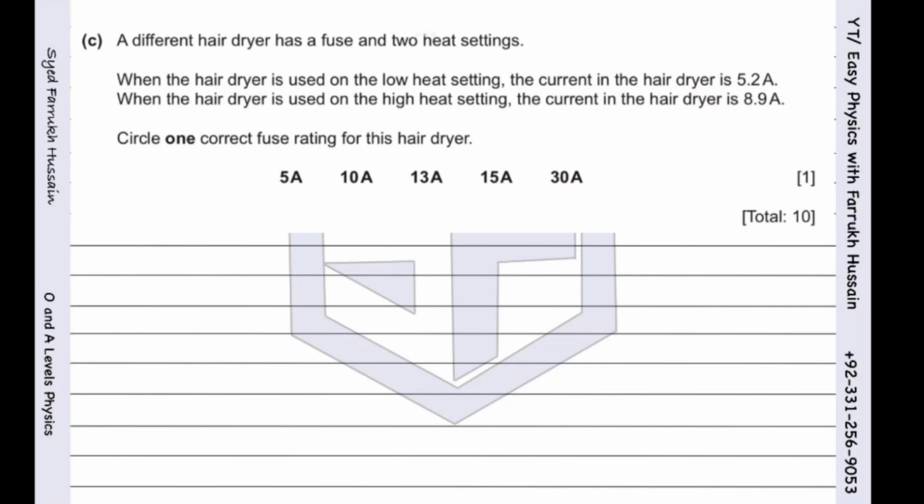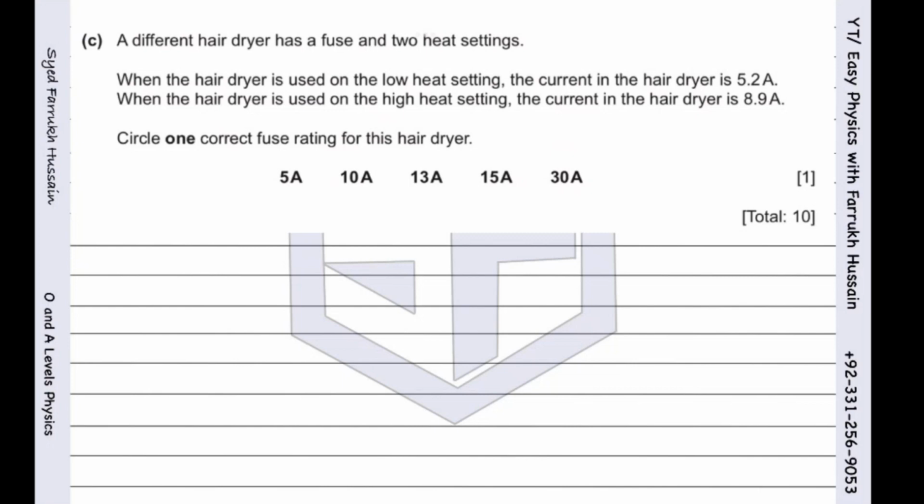A different hairdryer has a fuse and 2 heat settings. When the hairdryer is used on the low heat setting, the current in the hairdryer is 5.2 amps. When used on the high heat setting, the current is 8.9 amps. Circle one correct fuse rating for this hairdryer. What does this question mean? Read the question again.